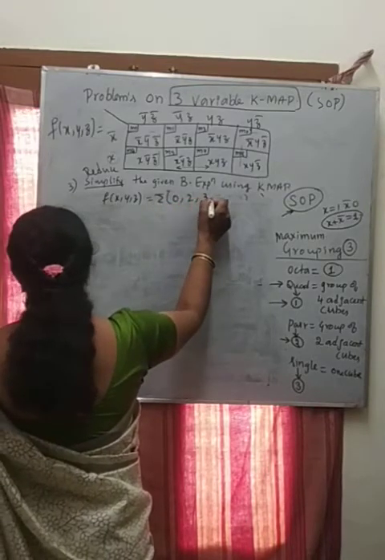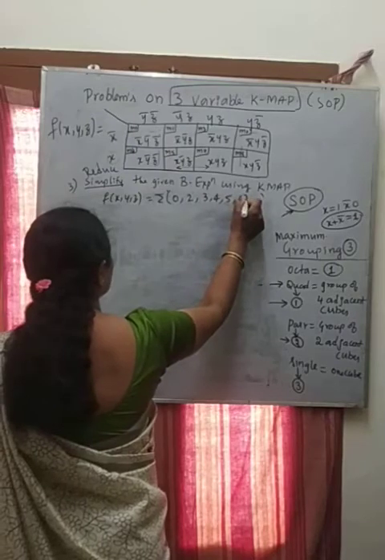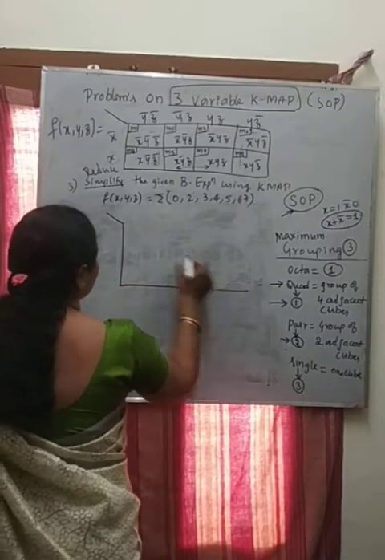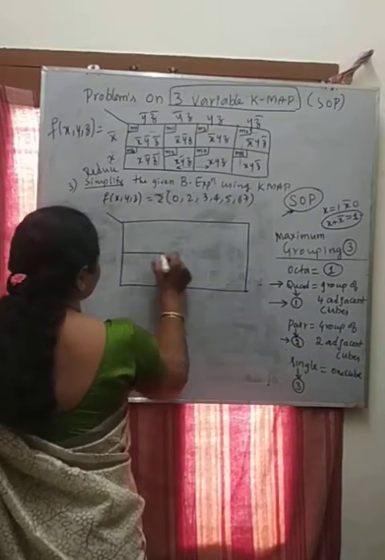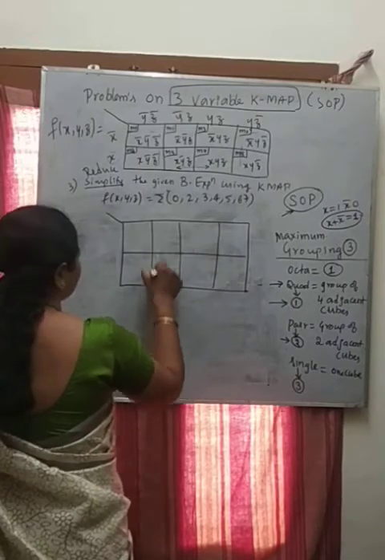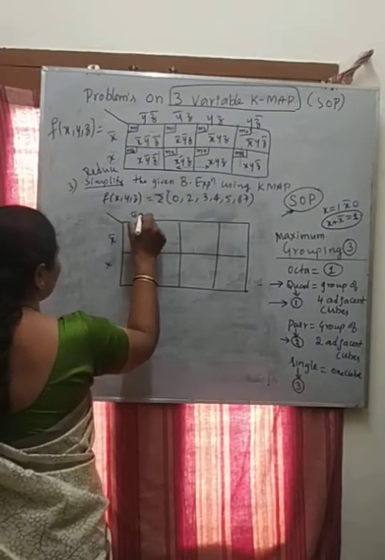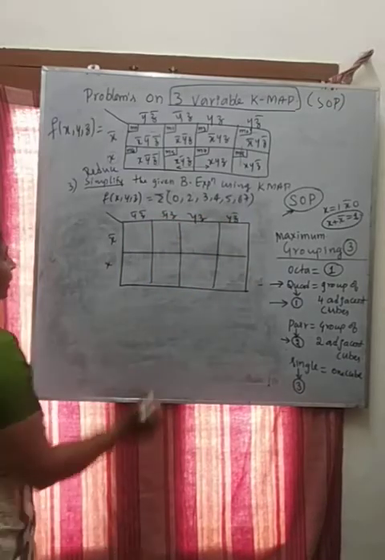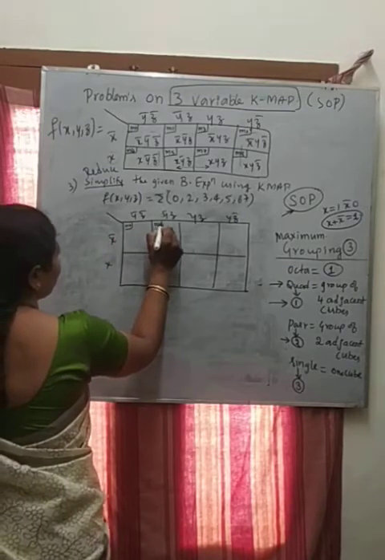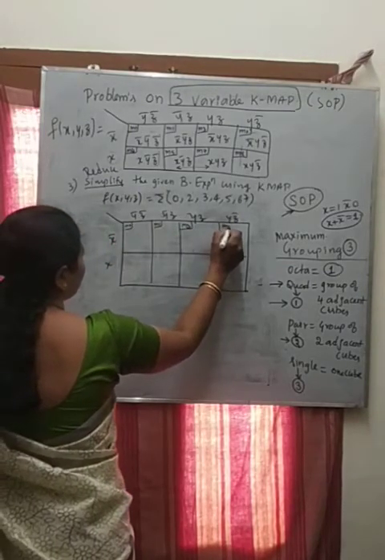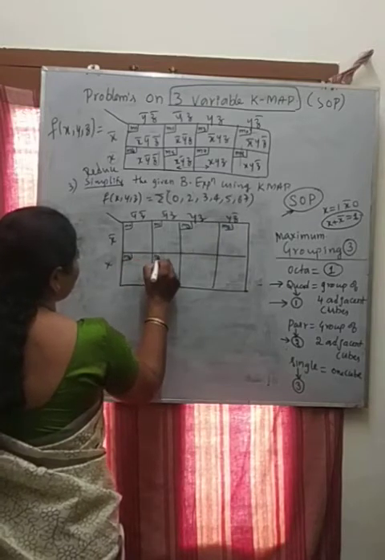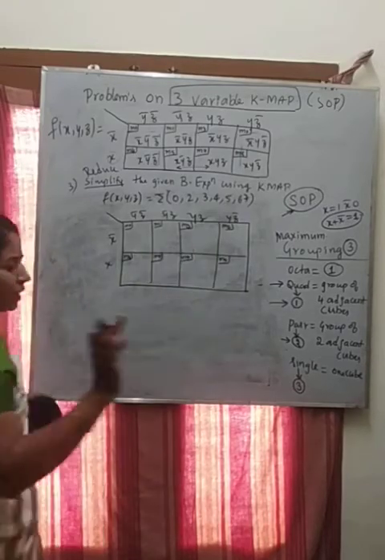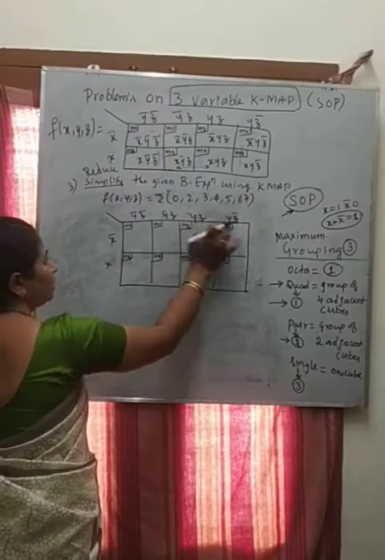0, 2, 3, 4, 5, 6, 7. x complement, x, y complement z complement, y complement z, y z, y z bar. m0, m1, m3, m2, m4, m5, m7, m6. Writing the terms is important. Putting the labels is important.